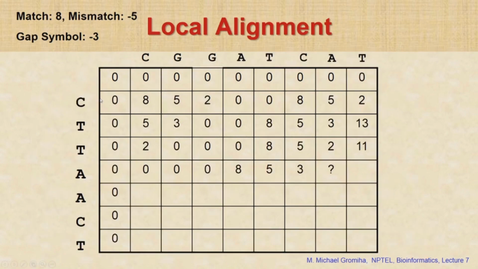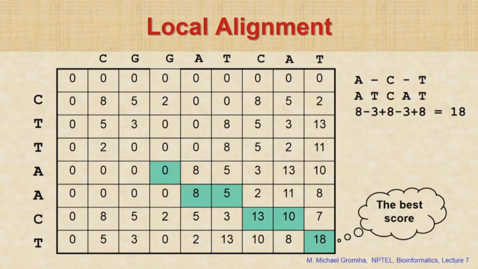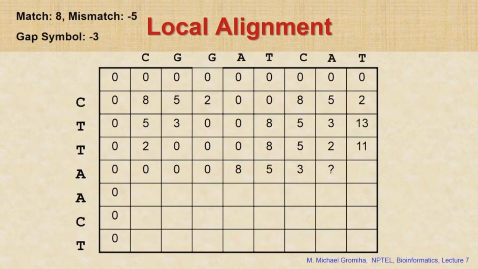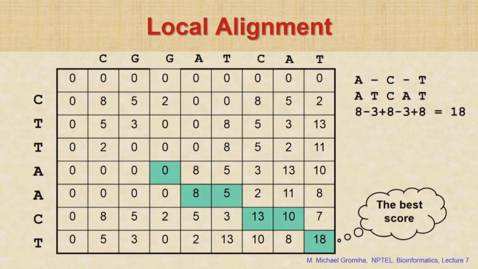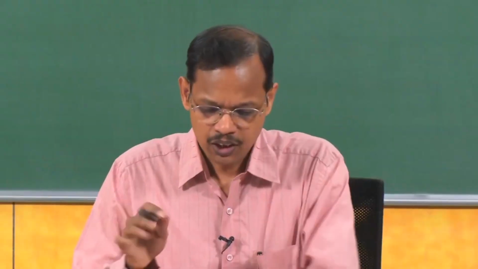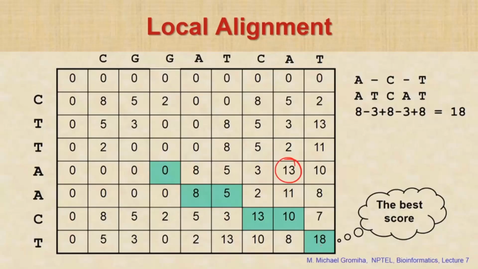So I put 8. What is the next one? What will come here? Next one is 5 plus 8, which is 13. Yes, 13. So now we have fairly completed this matrix, and the maximum score is 18.